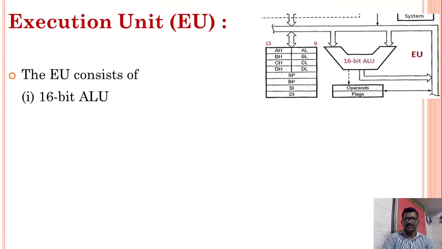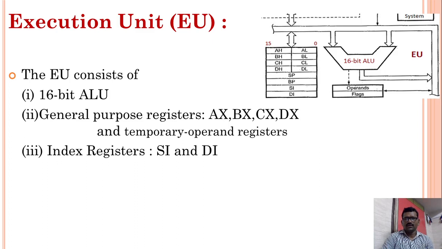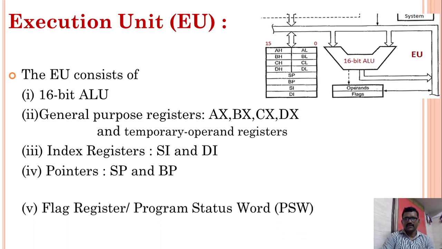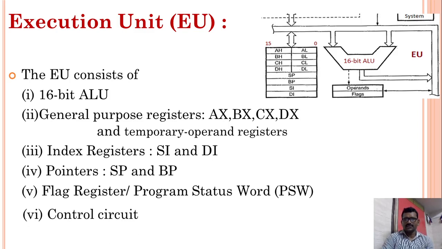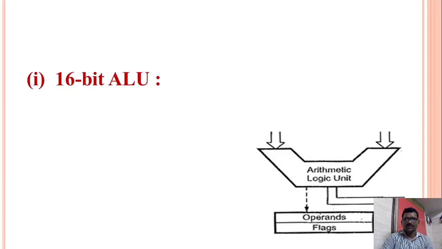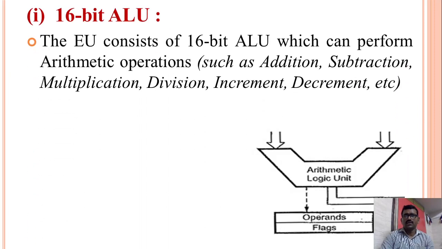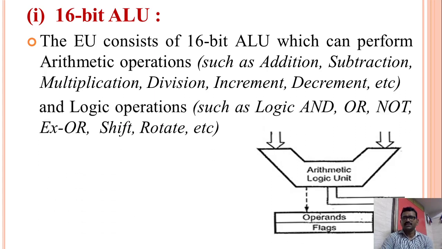Coming to the execution unit, it consists of the 16-bit ALU, general purpose registers, index and pointer registers, and the flag register, and it also has a control circuit and decoding unit. Coming to the 16-bit ALU, it is the heart of the execution unit. The 16-bit ALU will perform operations on 8-bit data or 16-bit data. That is, it performs 8-bit based operations and 16-bit based operations.